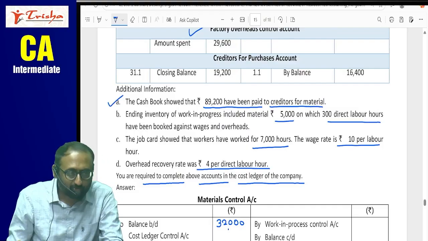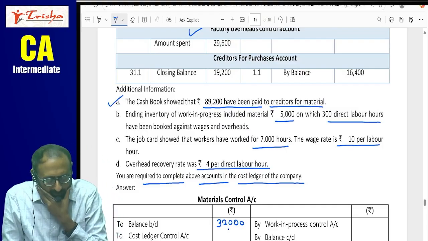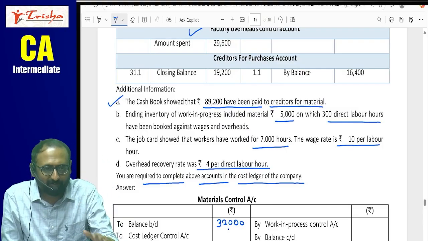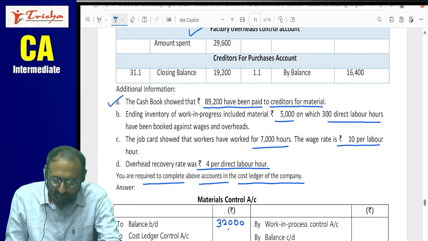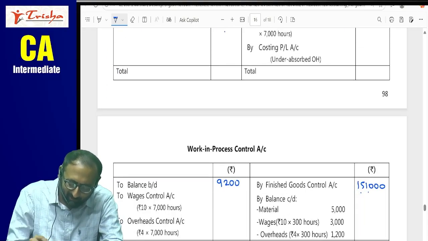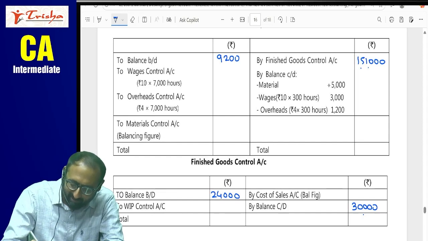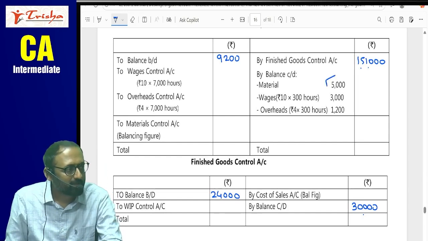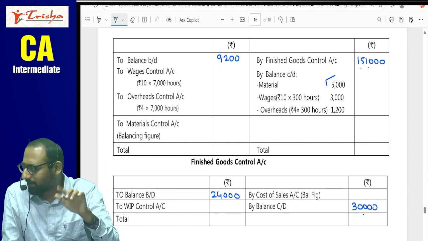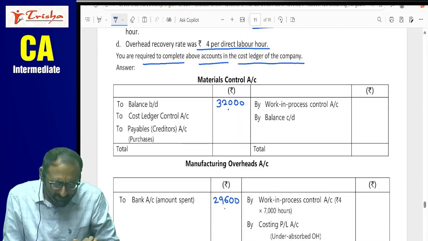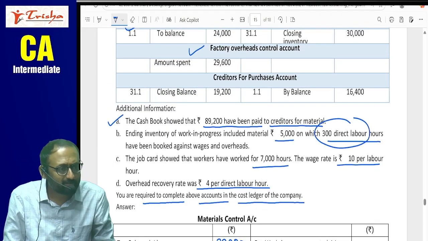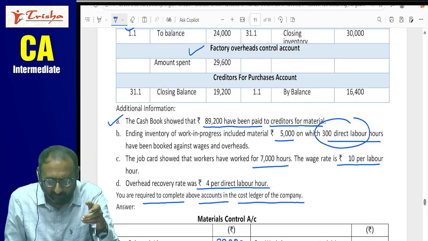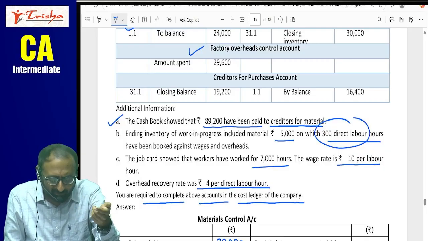First adjustment is over. Ending inventory of work in progress includes material 5,000. So the closing stock of work in progress includes material 5,000. So I'll go to that WIP account. So the material cost is 5,000. Labor cost: please check how many labor hours there are. Everyone please check how many labor hours there are. Is it 300 labor hours? What is the labor wage rate? How much are you paying to the worker, Sarji?